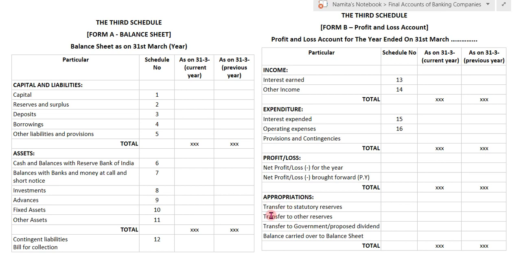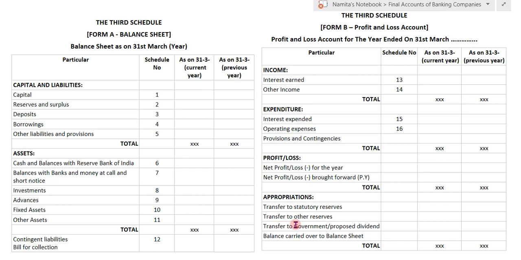Now first is what? Transfer to statutory reserve. Now what is transfer to statutory reserve? See, as per Banking Regulation Act 1949, every banking company has to transfer 25% of the profit to statutory reserve.